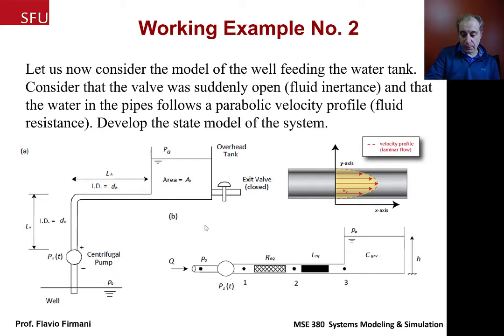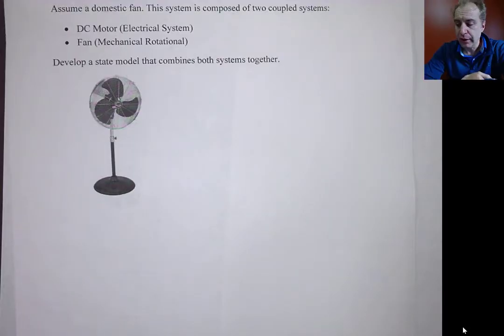So we're going to do that, and we're going to establish what would be the state model for this particular problem. Okay, so let's solve the problem of the domestic fan. In this case, we're going to have two different domains that are going to be coupled. We're going to have the DC motor, and then we're going to have the fan, which is our mechanical rotational system.